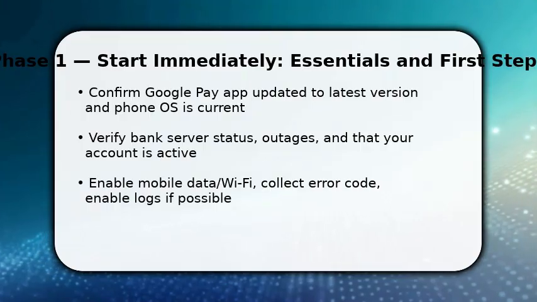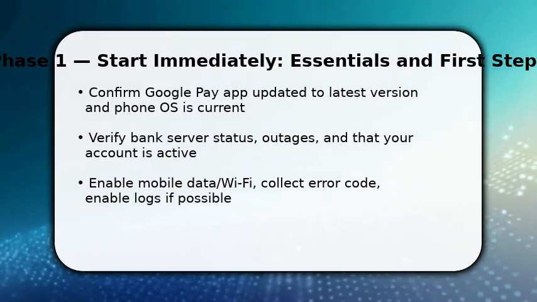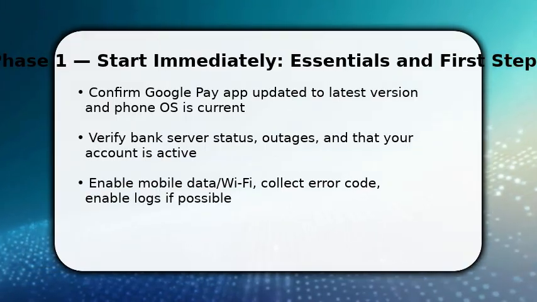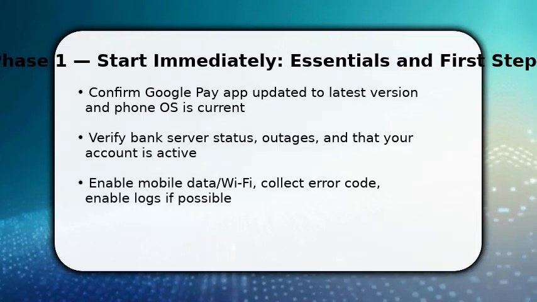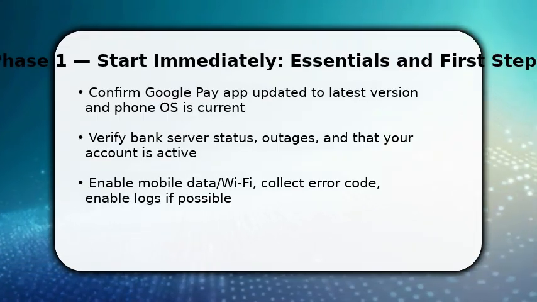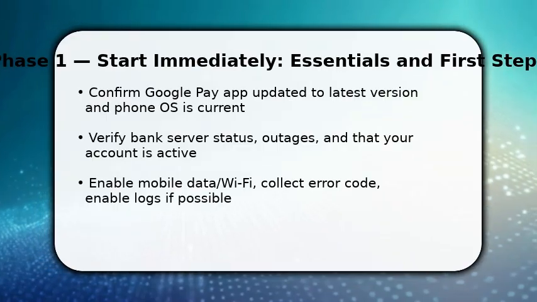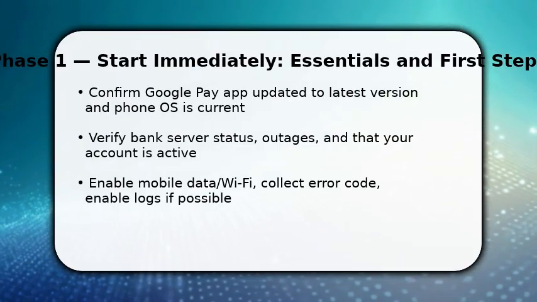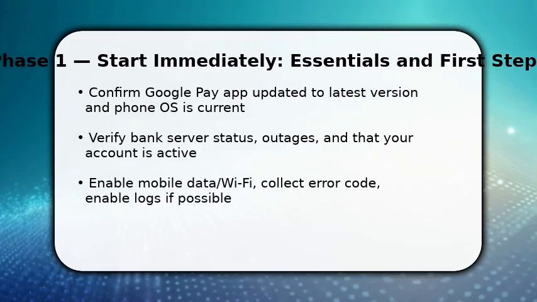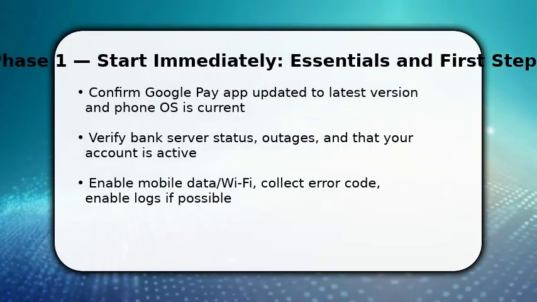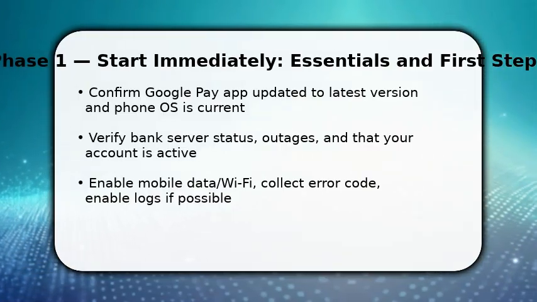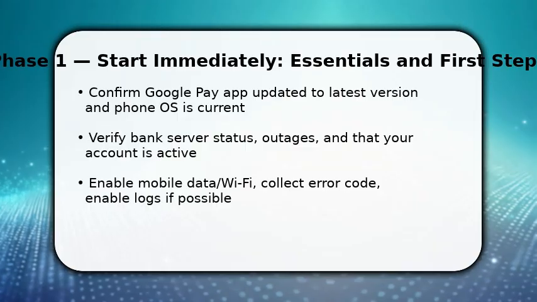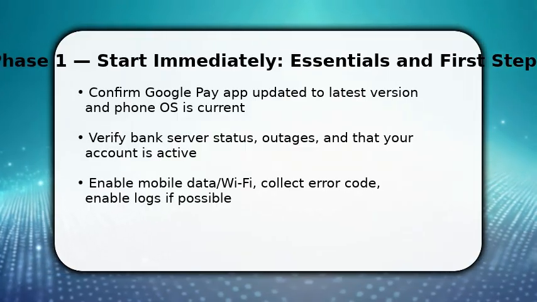You start by confirming the essentials. Make sure Google Pay and your phone OS are updated and that your bank account is active. Once done, check the bank's server status or outage notices and note any error code you see. Make sure mobile data or Wi-Fi is stable, then enable app logging or diagnostics so you capture the failure details. This lets you move from guessing to targeted fixes and helps when you later contact bank support or Google Pay.